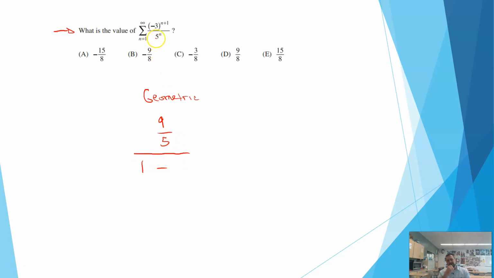common ratio. Well, the common ratio in this problem, it's always whatever's being raised to the nth or n plus 1 power on the top and the bottom. So in this case, I've got negative 3/5 is my common ratio. Now at this point, we just need to do some math. So I've got 9/5 over 1 plus 3/5. So that is 9/5 divided by 8/5. Which gives me 9 over 8. That is what that series is going to add up to.